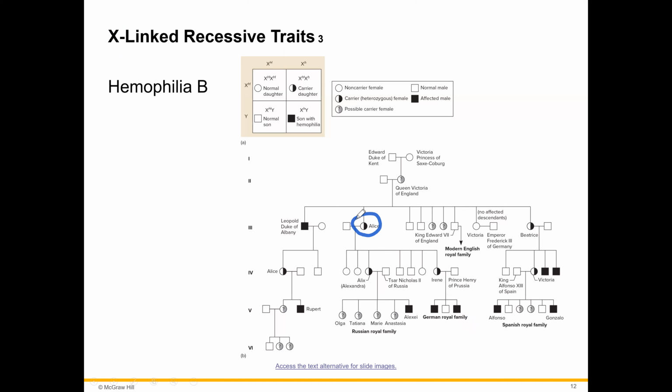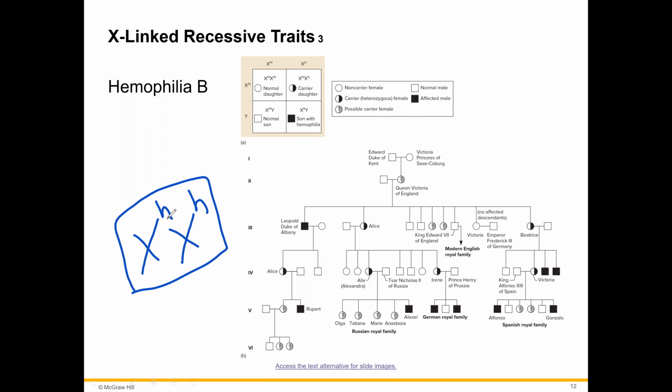But why do females not have hemophilia? Because for a female to have hemophilia, she must have two broken alleles. So a female must have two broken alleles for the same gene. For a male, just one is enough to have hemophilia.